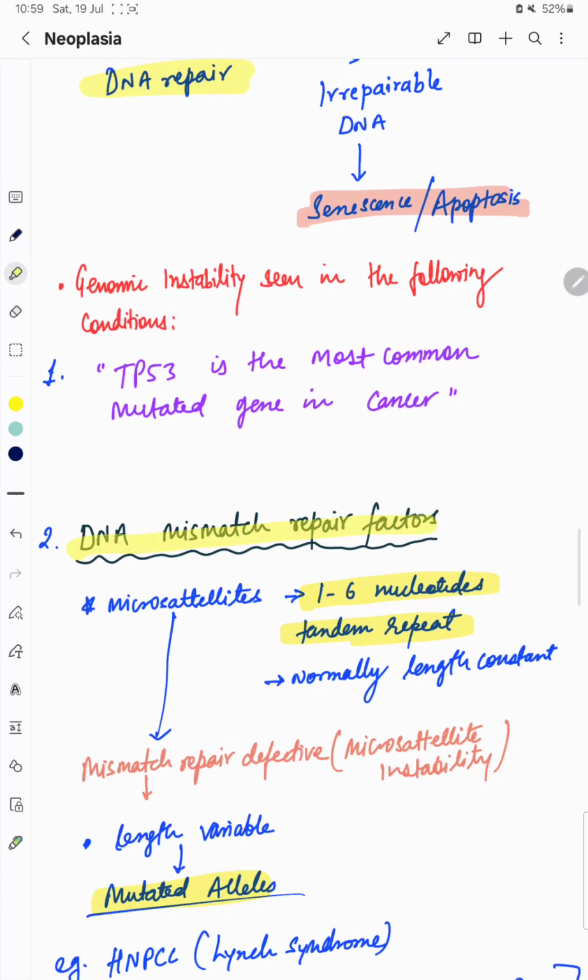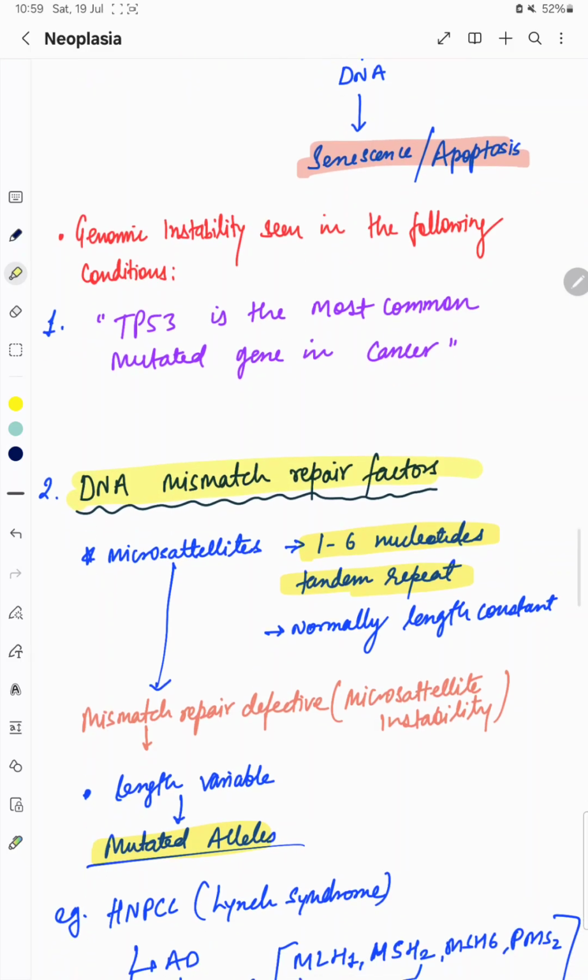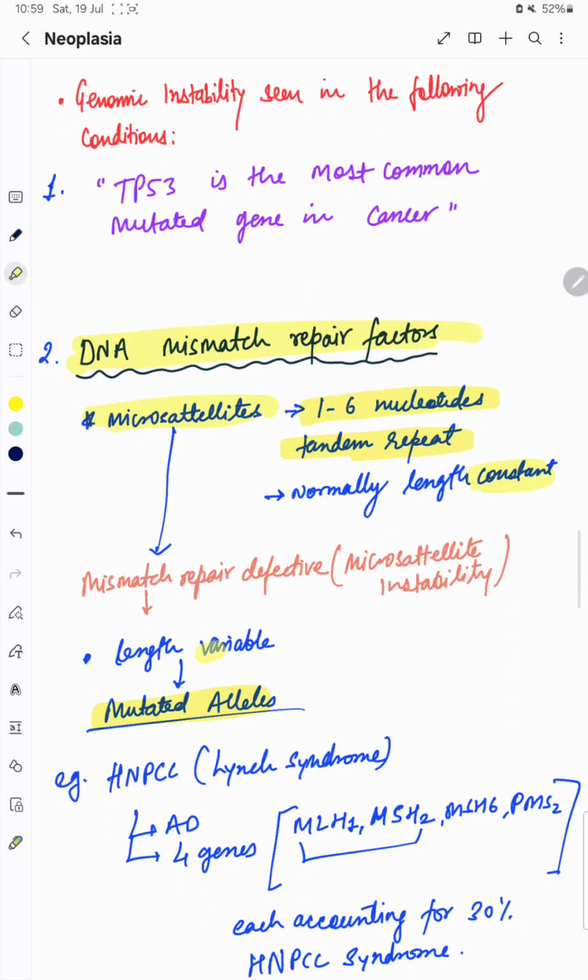Second is DNA mismatch repair defect. To understand this, we need to understand certain terms like microsatellite. What are microsatellites? They are 1 to 6 nucleotide tandem repeats. Normally their length is constant. Whenever there is a mismatch repair defect, which is known as microsatellite instability, there will be variation in the length, and this will result in mutated alleles.